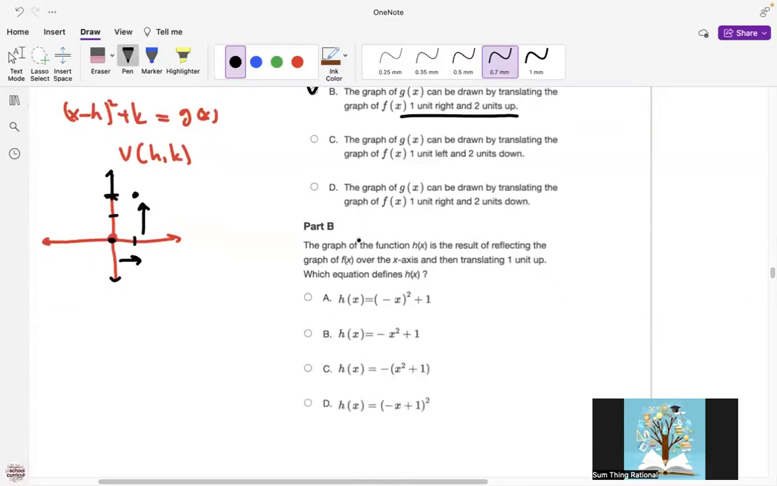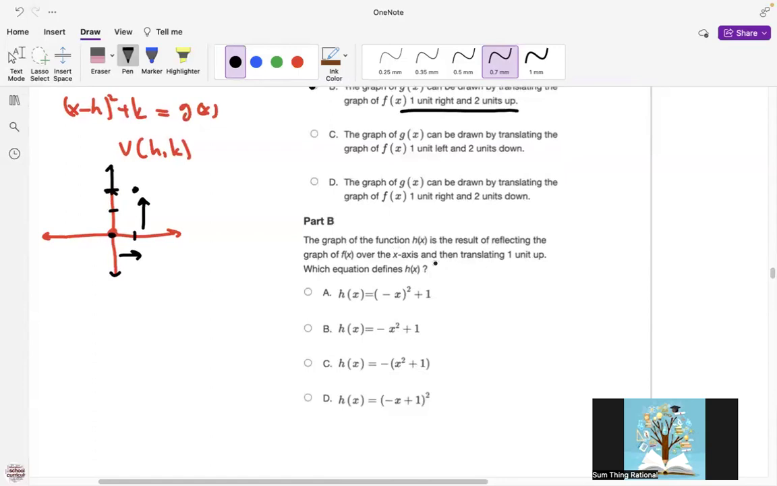This question has another part, which is part B. Another function is given, which is h of x. h of x is the result of reflecting the function over the x-axis and translating 1 unit upward. So the f of x function is x squared. In my previous videos, I also explained that reflecting f of x over the x-axis means taking your graph upside down, because f of x is a parabola facing upward.